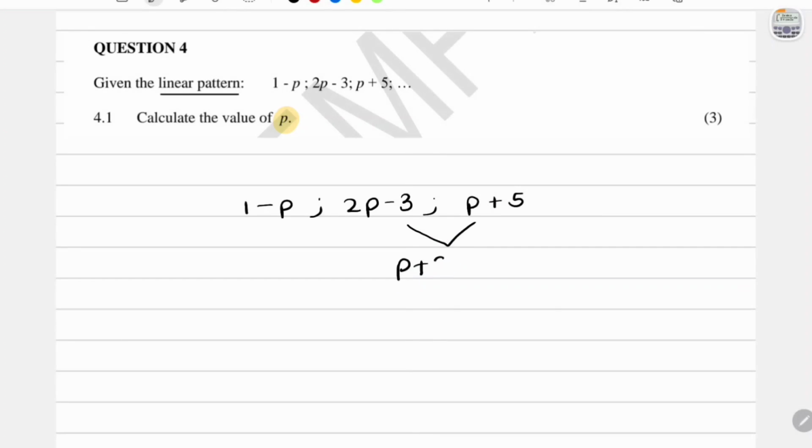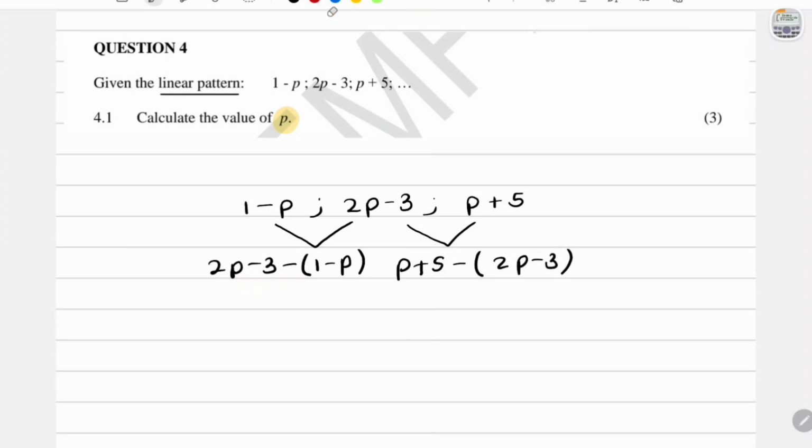That is p plus 5 minus 2p minus 3. Now notice there are 2 terms here. So in order to protect that so that it really does subtract 2p and minus 3, you need to put a bracket. So p plus 5 minus (2p minus 3). And then you need to say the second term minus the first term, which is 2p minus 3 minus, again, you have two terms, so protect it with brackets, (1 minus p).